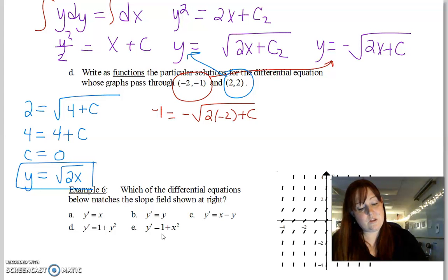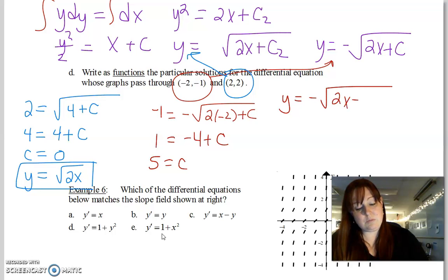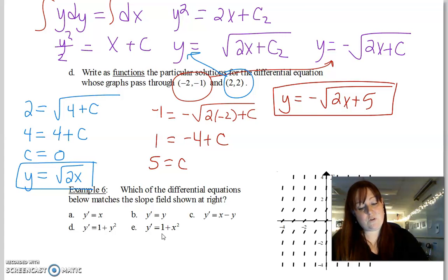negative 1. Okay, so then I square both sides and I get 1 equals, that negative gets squared, the square root goes away, and I get negative 4 plus c. Okay, hopefully that wasn't too big of a jump. We add 4 to both sides, we get c equals 5. So our particular solution for this one is y equals negative square root of 2x plus 5. So that one is the particular solution for this one we drew up here.